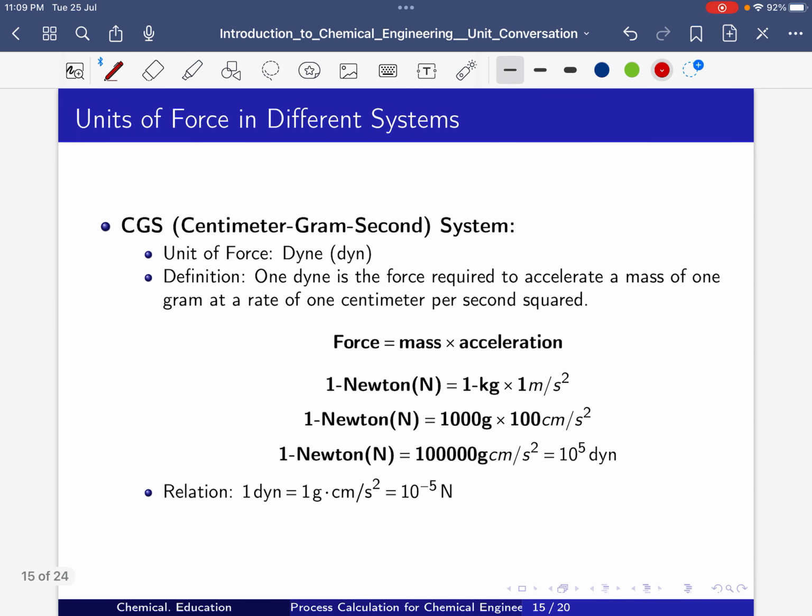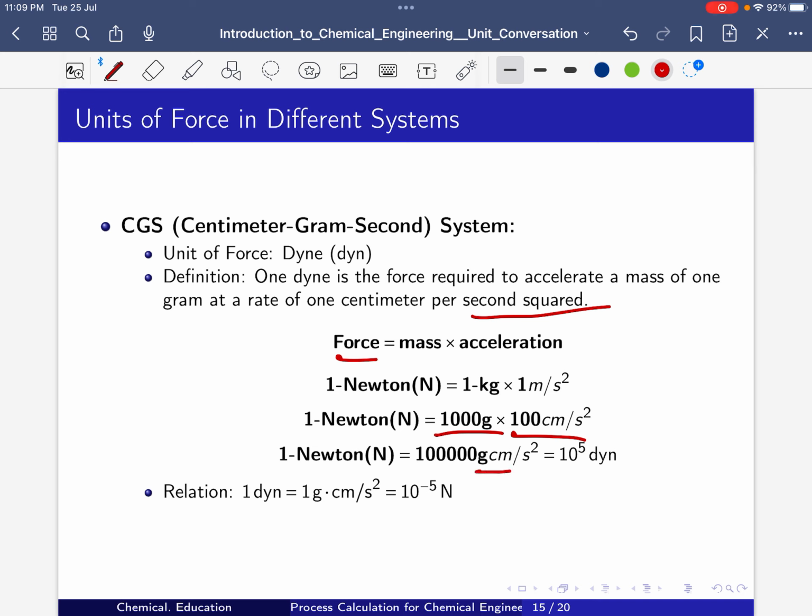Now coming to the CGS system. So unit of force here is dyne. So 1 dyne is the force required to accelerate a mass of 1 gram at a rate of 1 centimeter per second square. So force is nothing but mass into acceleration. So we know 1 newton is equal to 1 kg into 1 meter per second square. So if we convert that, 1 kg is 1000 gram and 1 meter is 100 centimeter. So 1 newton will be 10 to the power 5 gram centimeter per second square.